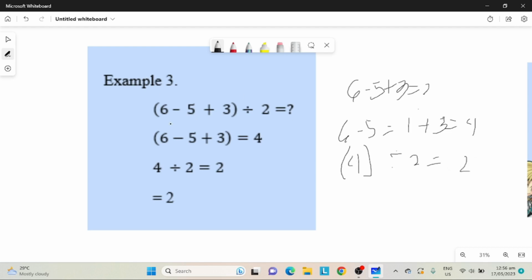And then 4, which is the parenthesis answer, divided by 2 is equal to 2. Alright? So do the parenthesis first. Always do the parenthesis first. After you've done the parenthesis, do the operation outside the parenthesis. You have the answer 4 from the parenthesis. 4 divided by 2 is equal to 2, and we have the answer of 2.